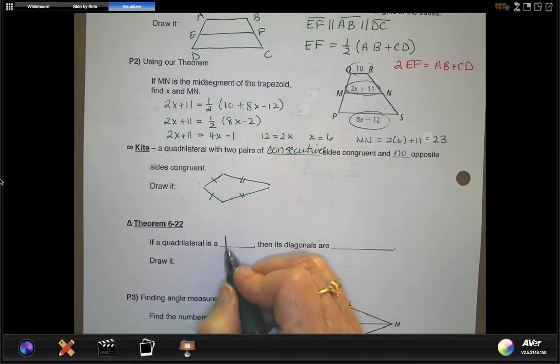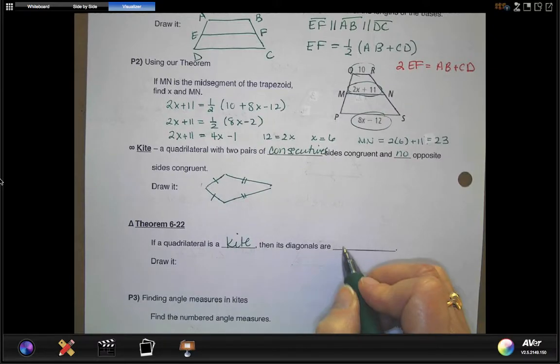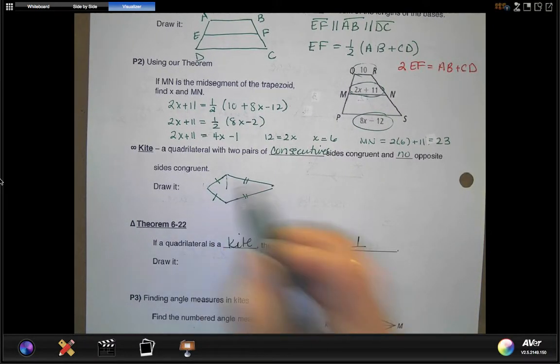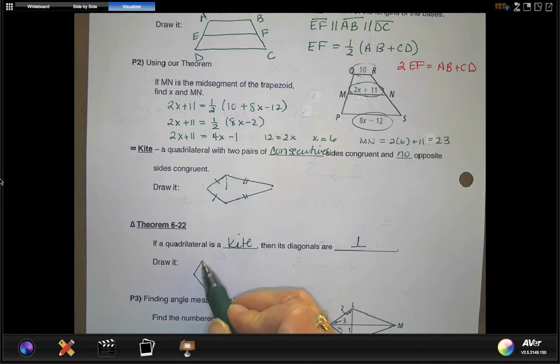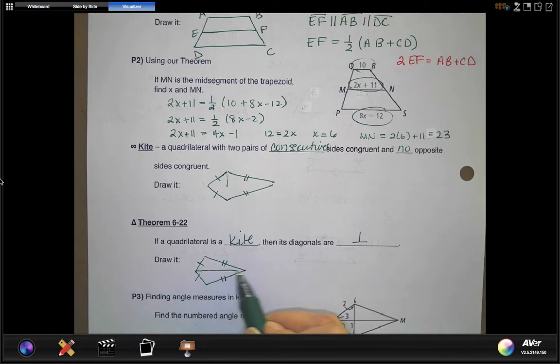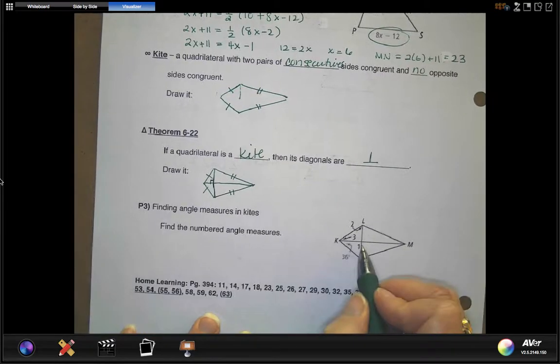If a quadrilateral is a kite, then its diagonals are perpendicular. Again, sorry, I'll draw it down here. If I draw in that diagonal, and then this right here, it's just saying that these are perpendicular, okay? So down here, let's find the measures of the angles.